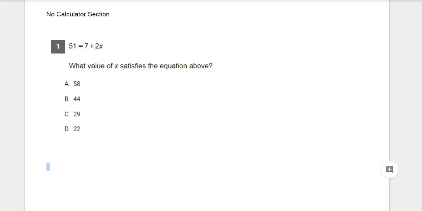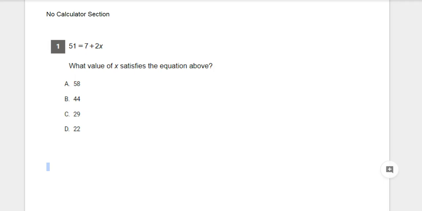All right, starting the no calculator section. So everything we got to do here is mentally. It's not really as much for arithmetic, but more for like graphs. They want to know if you can do graphs and transform graphs in your head without using a graphing calculator.